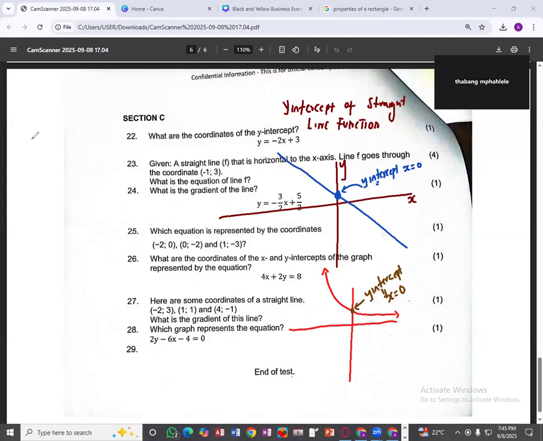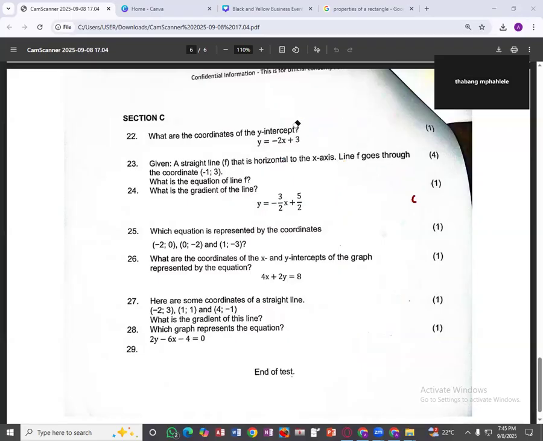So answering question number 22, I'm going to go to this straight line function, which is y equals negative 2x plus 3. Where there is x, I will put 0. Substitute your x with 0. You are looking for the y-intercept. All the time, when you are looking for the y-intercept, you must let x be 0. Therefore, y equals 3. So the coordinates of the y-intercept are (0, 3). In maths, when we say give us the coordinates of a point, you must give us the x coordinate and the y coordinate. The x coordinate is 0, the y coordinate is 3.